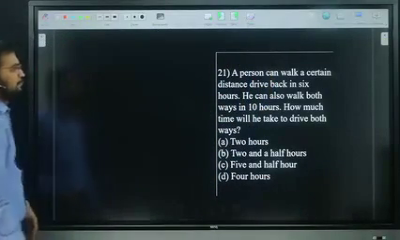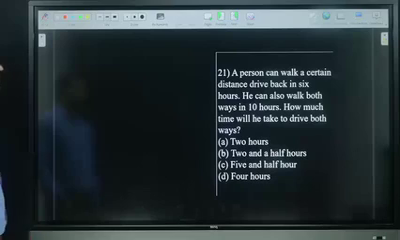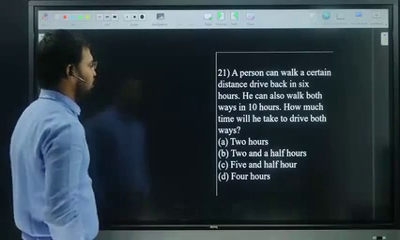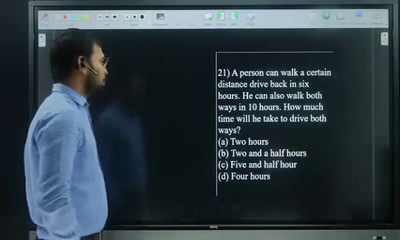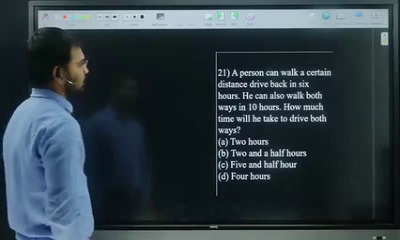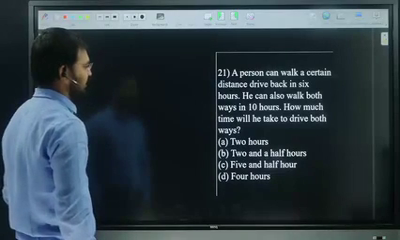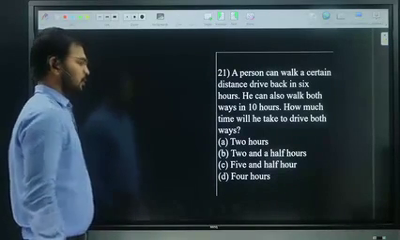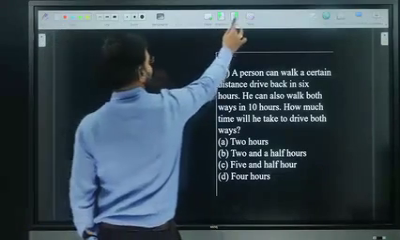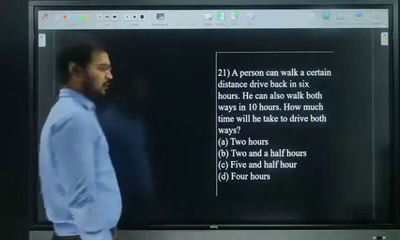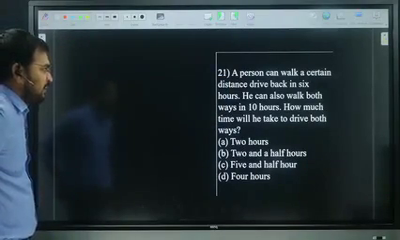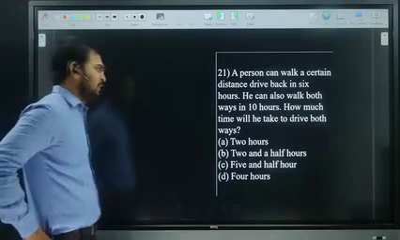Just read the question. A person can walk a certain distance and drive back in 6 hours. He can also walk both ways in 10 hours. How much time will he take to drive both ways? Look at me, all of you. Just try to say the answer. What is the answer for this question? Anyone?